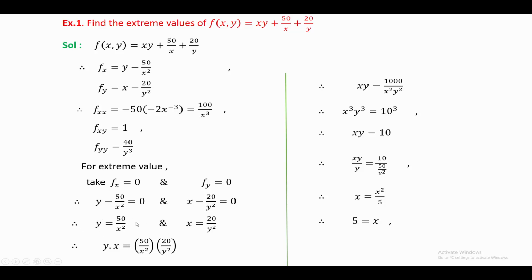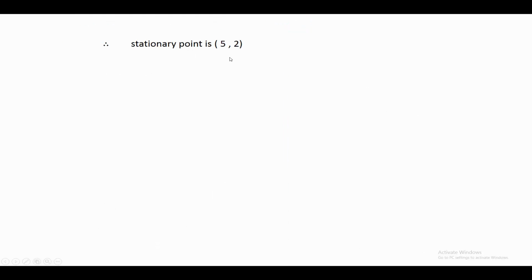Now put the value of x, 5, here. So y equal to 50 upon 5 square. 50 upon 25 is 2. X is 5, y is 2, a critical point. (5, 2): the value of x is the x coordinate, the value of y is the y coordinate. So point (5, 2) is a stationary point.